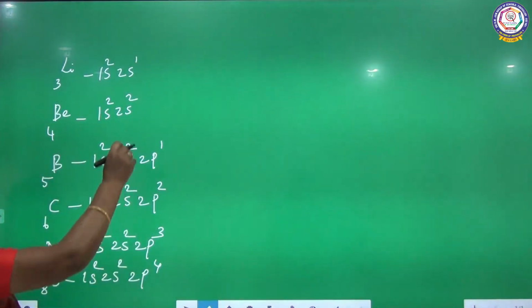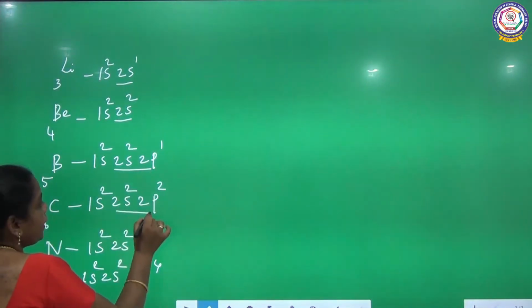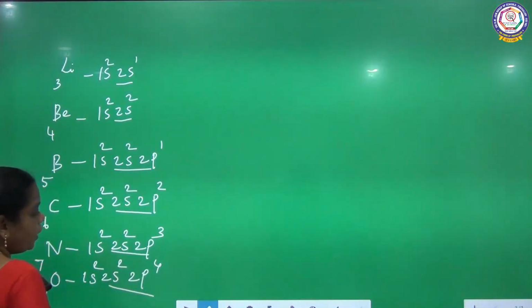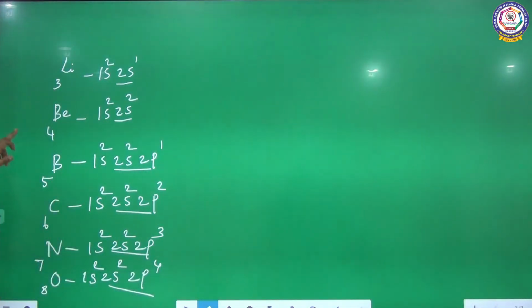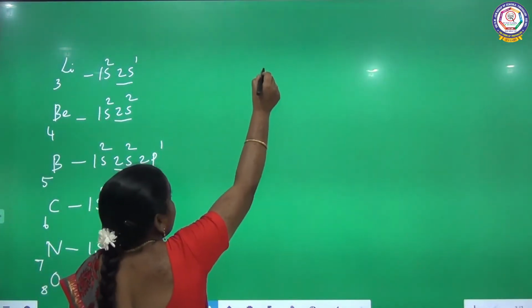See, in the valence shell, the electrons enter into the second energy level even though the atomic number increases from 3 to 8. There is no change in the valence shell; they all enter into the same energy level. Now you can see the electronic structure for lithium.